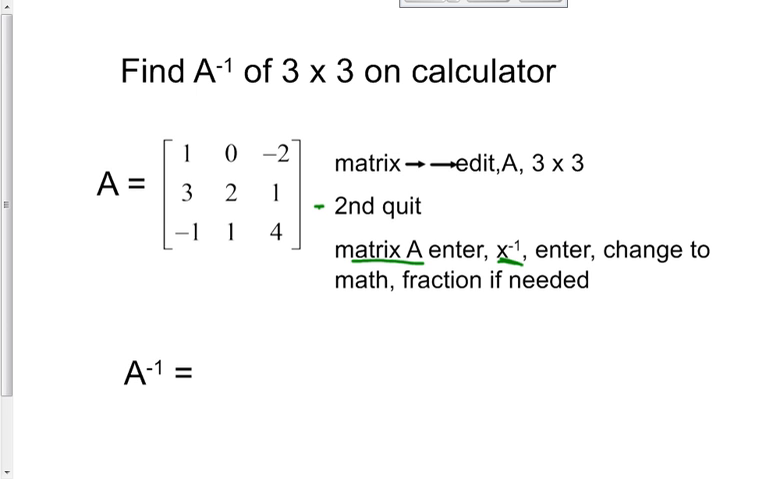All we have to do is take A and then hit that button and hit enter, and it'll calculate the inverse for you. Sometimes you may need to change from icky looking decimals into a fraction, and you can do that, and then you'll have fraction numbers. Okay, so I'm going to show you how to pull that up on your calculator.